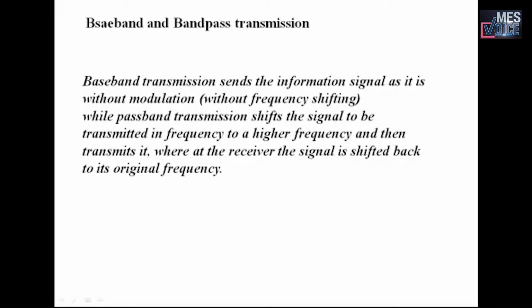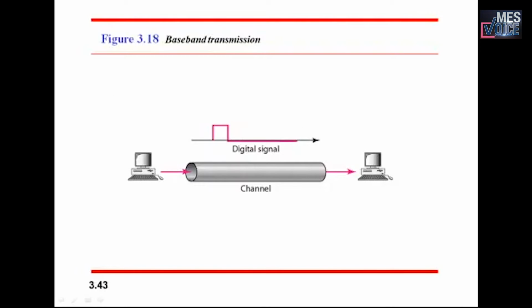Baseband transmission sends the information signal as it is without any modulation. That means without shifting the frequency, without using any carrier frequency to shift the frequency, while passband transmission shifts the signal to be transmitted to a higher frequency and then transmits the signal, where at the receiver end the signal is shifted back to its original frequency. In baseband transmission, we simply have a transmission medium and we directly send the digital signal to the destination.